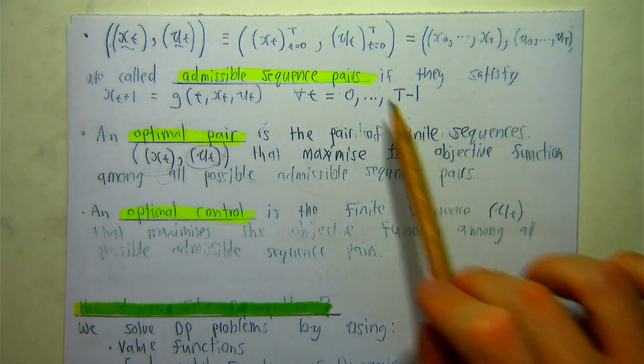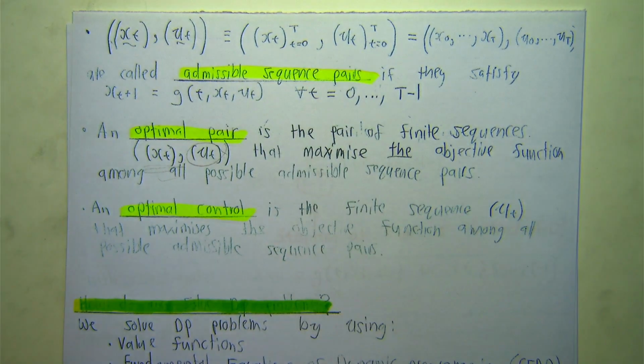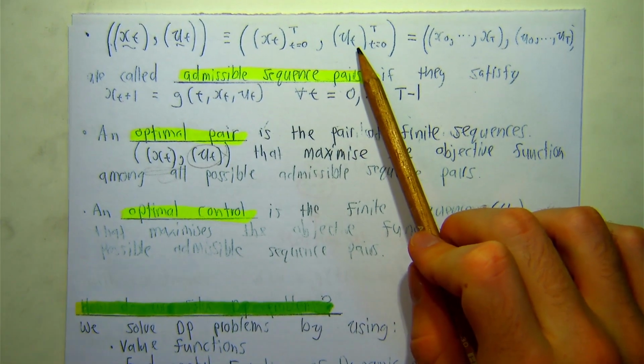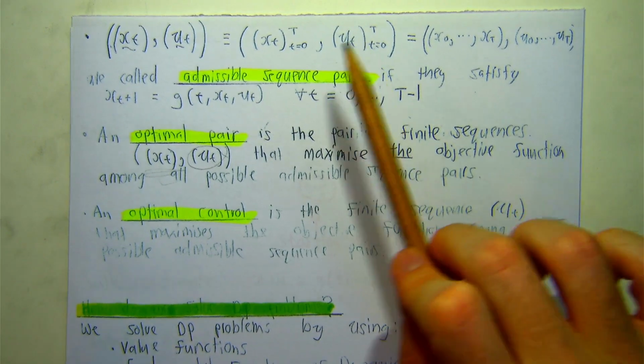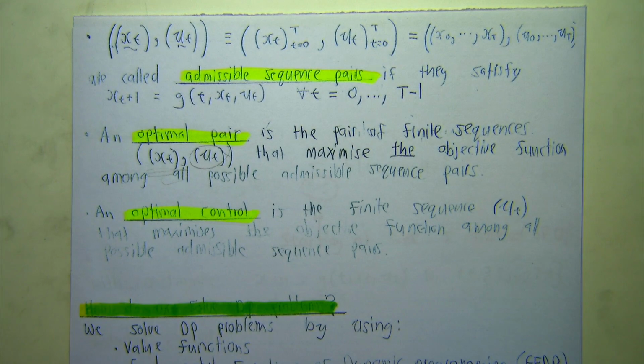So the idea is that you can have a sequence pair that is admissible if the combination makes sense, if it's feasible, if you could actually go ahead and do it. Like you can't spend U equal to 1, so 100% of your money every single day, and have XT be $1 million every day for the rest of your life. That wouldn't make sense, because if you spent all of your money in time period 1, you're going to have nothing left the next period. So that doesn't qualify as an admissible sequence pair.